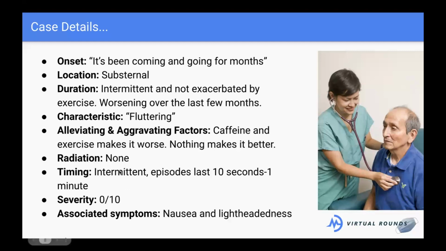Doesn't radiate anywhere. It's intermittent, as he said before. And he says the episodes last 10 seconds to a minute, which is quite long. But when you ask him about the severity, he says 0 out of 10. He says it's not really painful. It's just kind of discomfort. It flutters. It's not pain. And some associated symptoms. He says that he's also a little nauseous and sometimes also a little lightheaded.